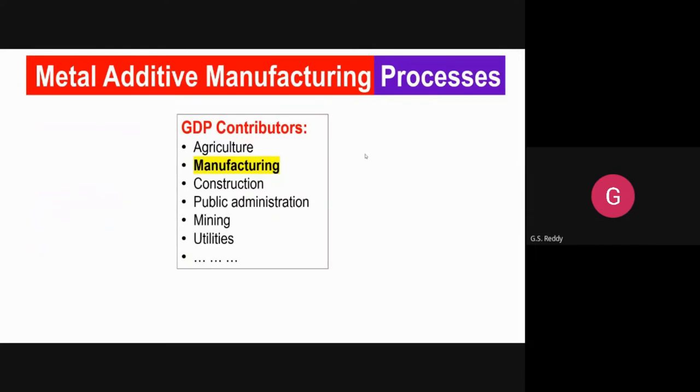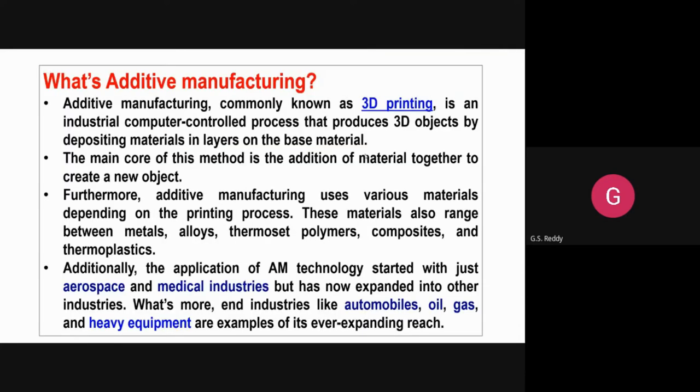Okay, these are the contributors to the GDP: agriculture, manufacturing, construction, public administration, mining, utilities, and so on and so forth. Right now manufacturing is very low, at about 10%, and it needs to be increased to 15%, and we've got to increase it to 25%. So that is the motivation driving additive manufacturing and robotics, as far as mechanical engineers are concerned.